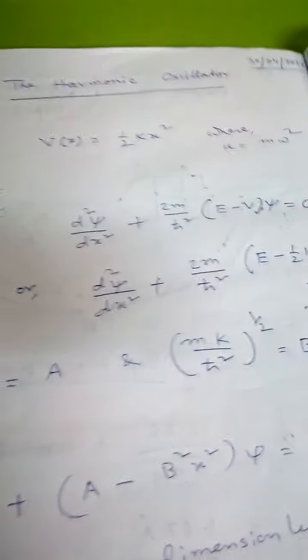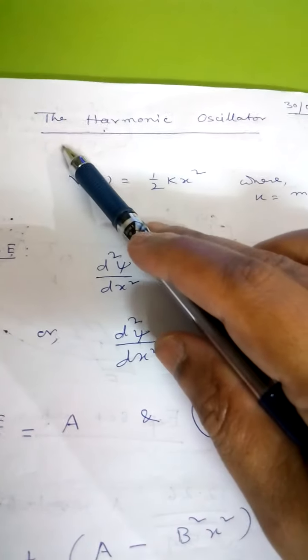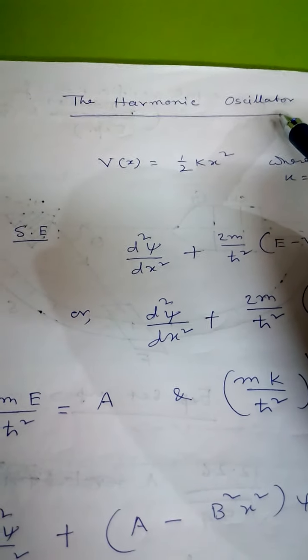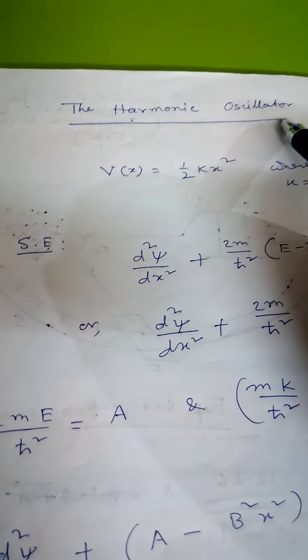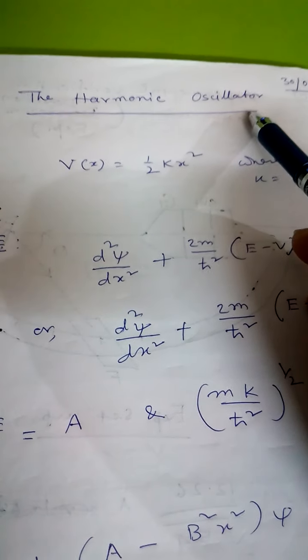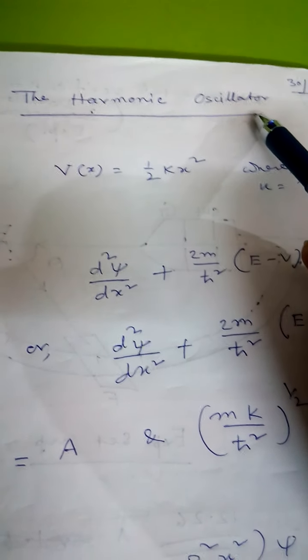Dear students, in this lecture I will explain the harmonic oscillator. Actually, it is the quantum mechanical harmonic oscillator. In the harmonic oscillator problem, one can compare the de Broglie wavelength with the amplitude of the oscillation.